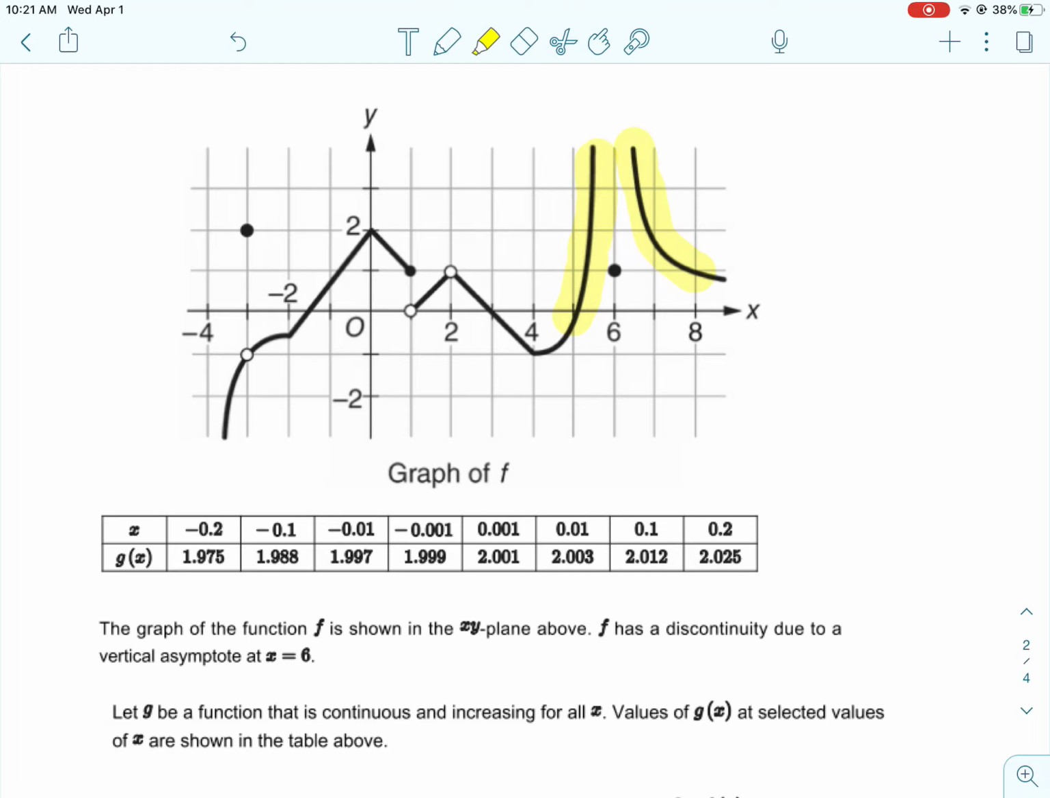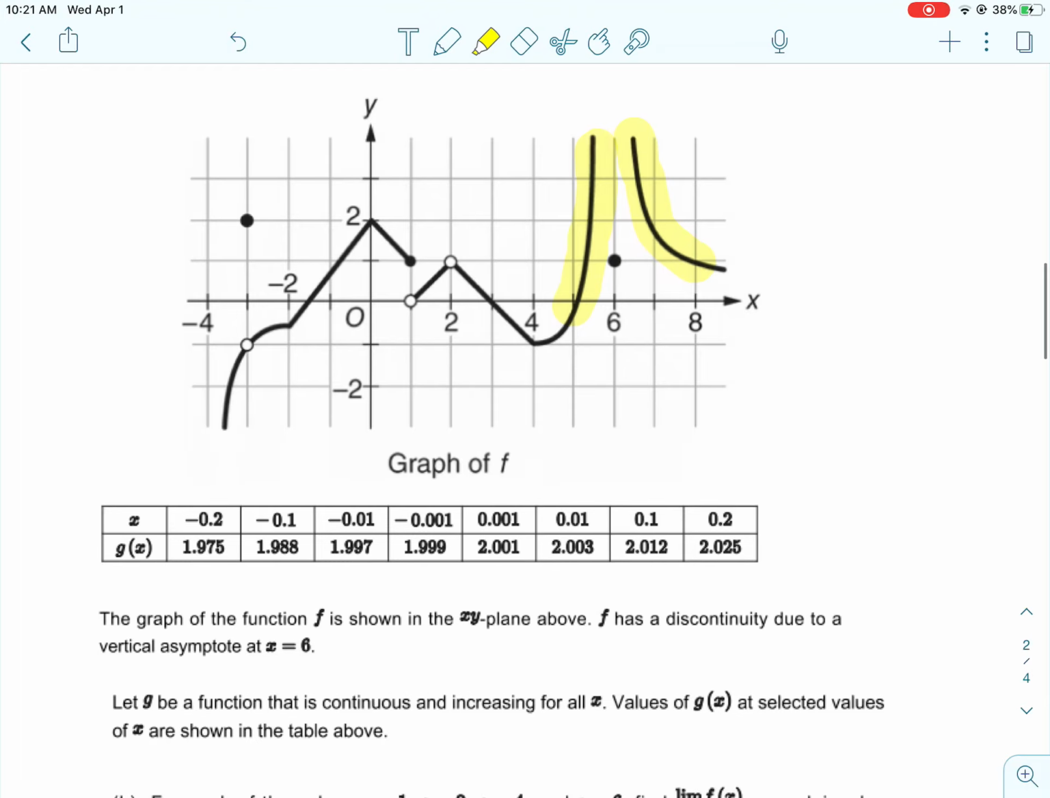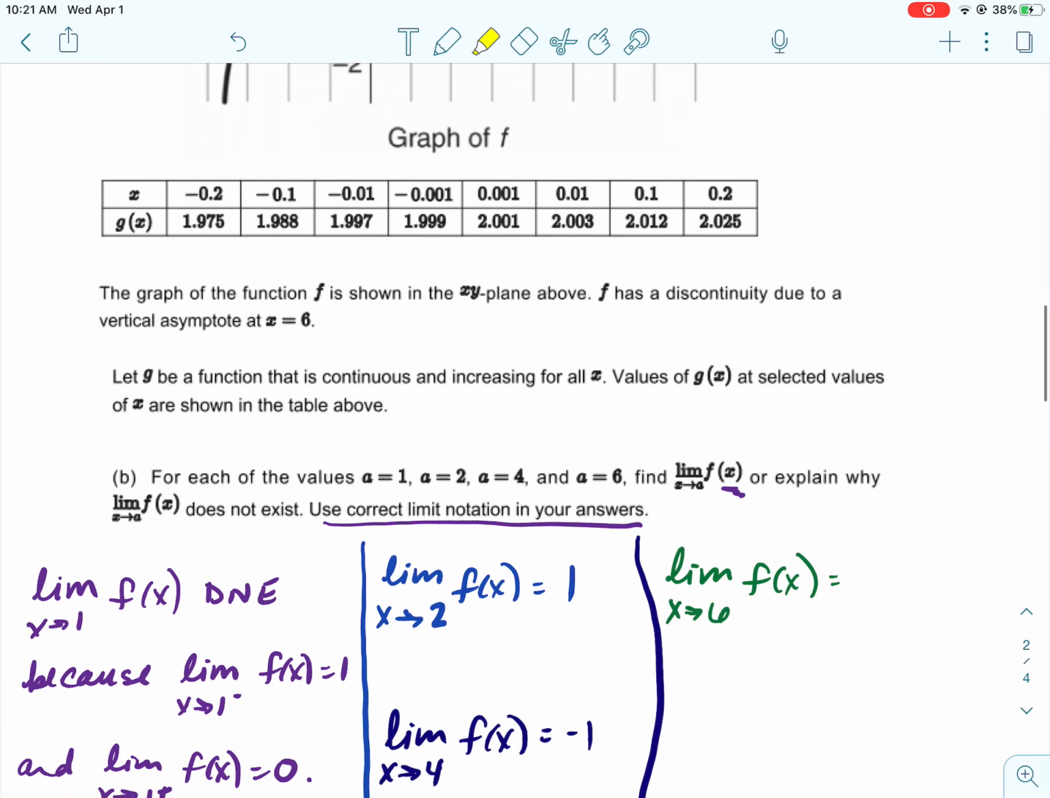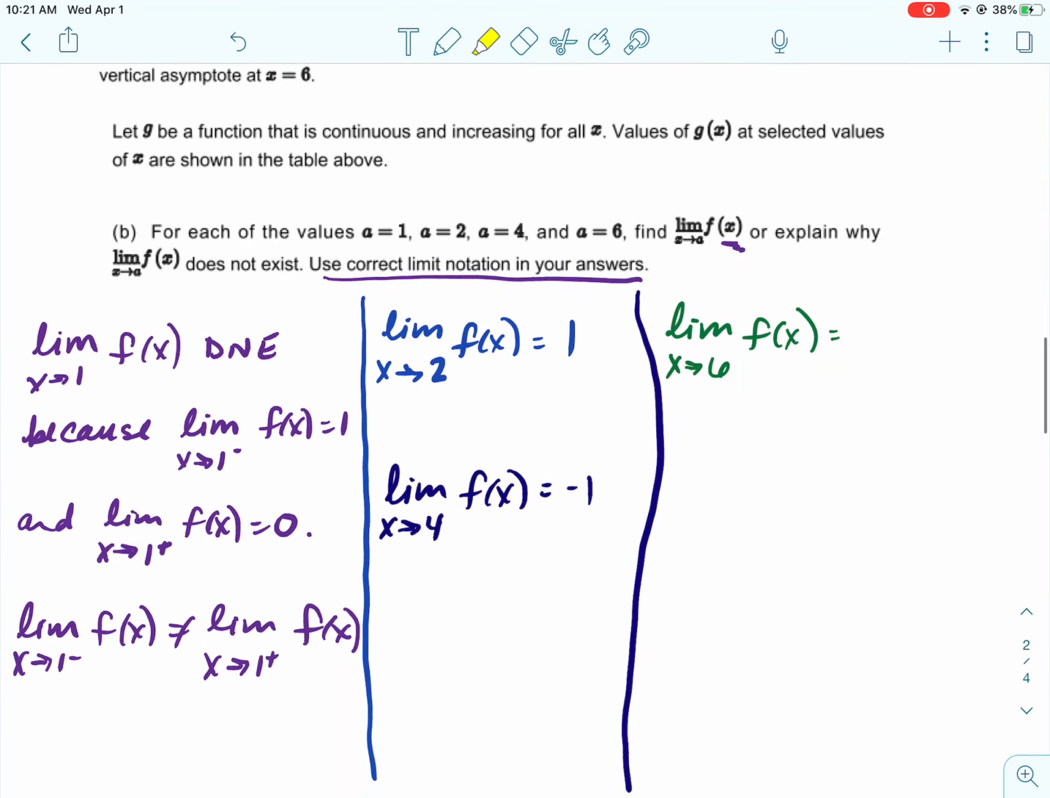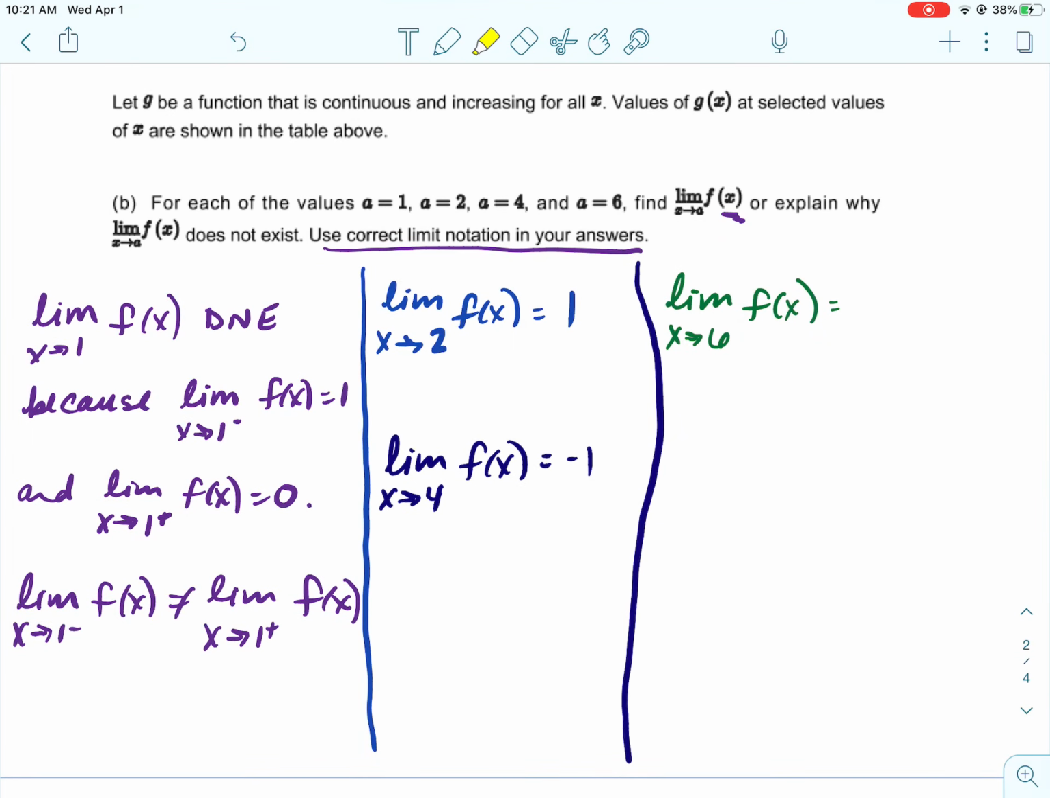Okay. We got some kind of weird thing going on at 6. So we're approaching from the left and we're approaching from the right, and they were both approaching infinity, but the limit does not exist because there's definitely a vertical asymptote there. So that is going to be discontinuous, and the limit doesn't exist. So we kind of have to explain why.